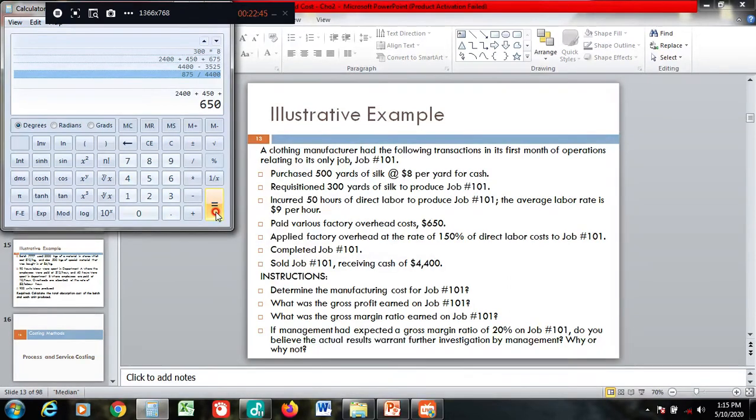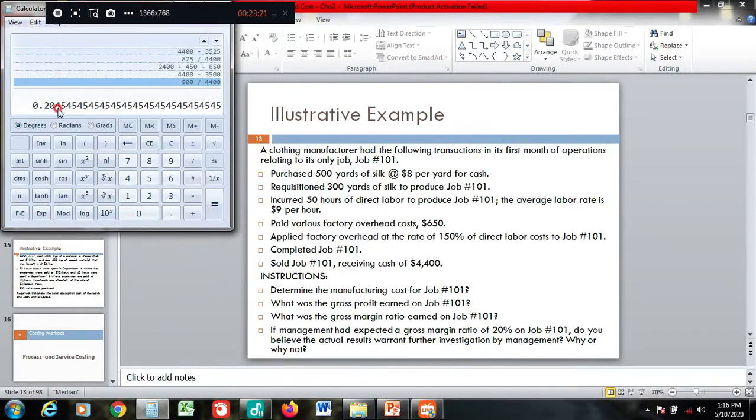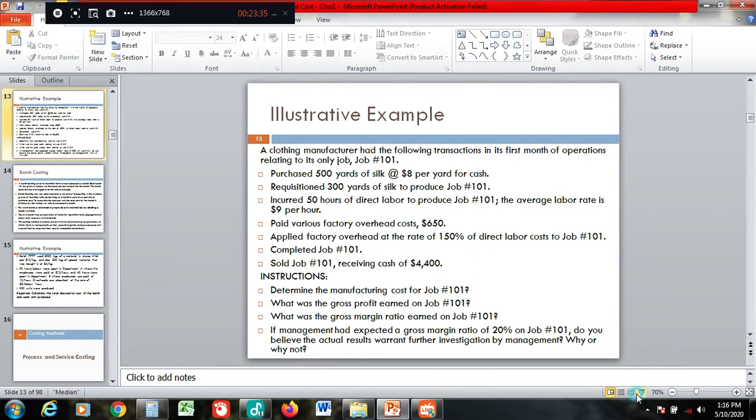Direct material, direct labor and overhead are added. Because overhead was over applied, the actual result does not warrant investigation, because the actual overhead is lower and the profit margin is usually higher. So it can continue with 20% profit. Let us go to the second costing method.